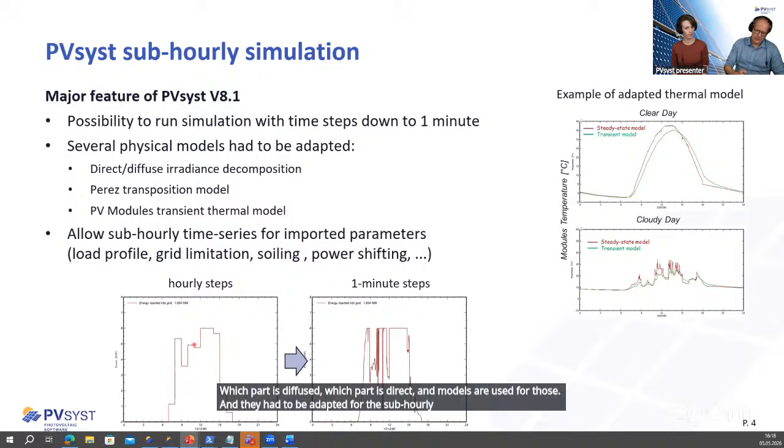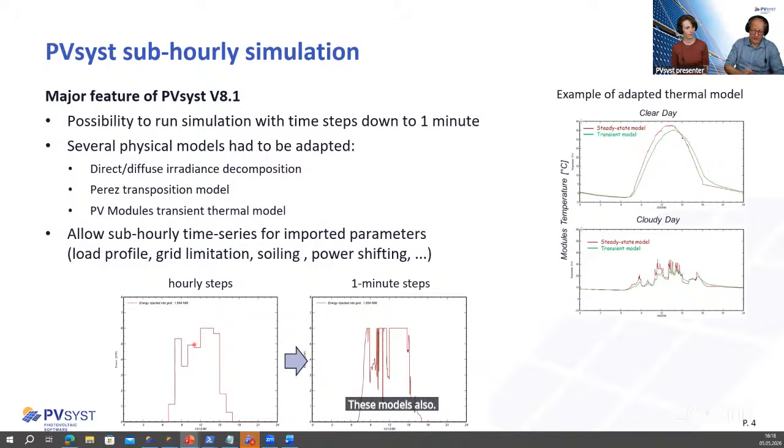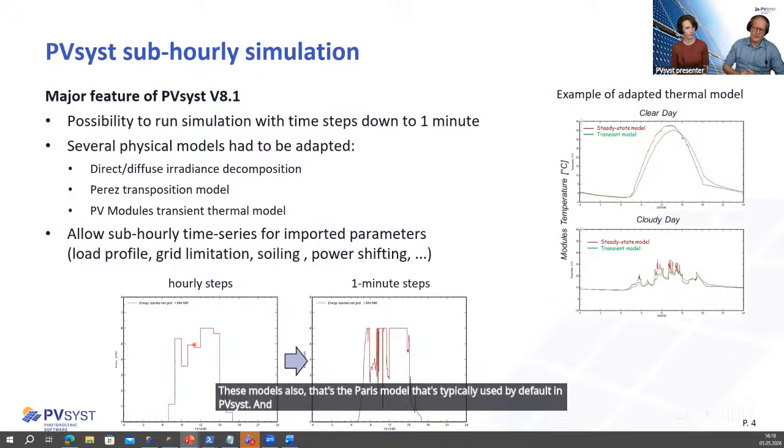Then you have the transposition model that goes from the irradiance on the horizontal plane to the irradiance on the POA. That's the Perez model that's typically used by default in PVsyst. And these models also were developed and validated for hourly time steps. When you do exactly the same thing with sub-hourly time steps, you get biases. So we needed also to adapt those models to avoid this bias in the sub-hourly simulations.